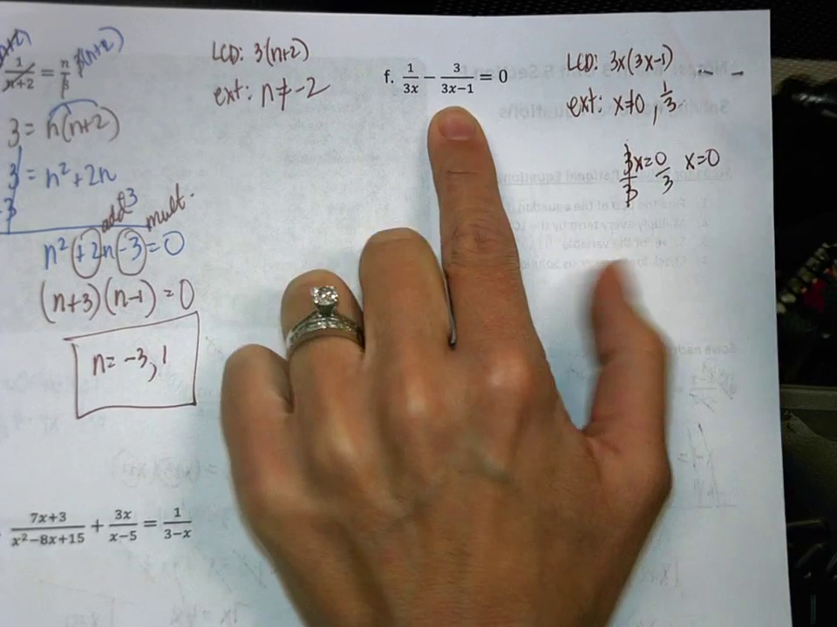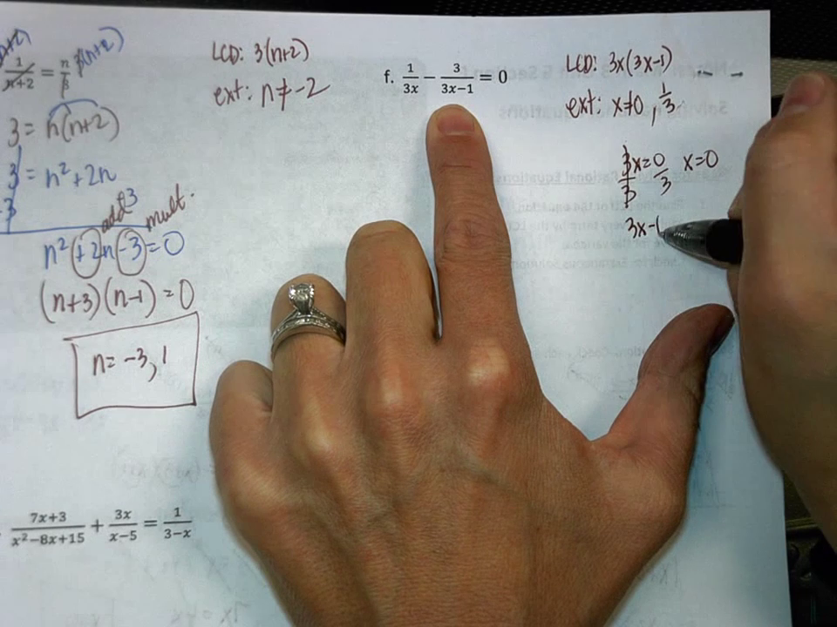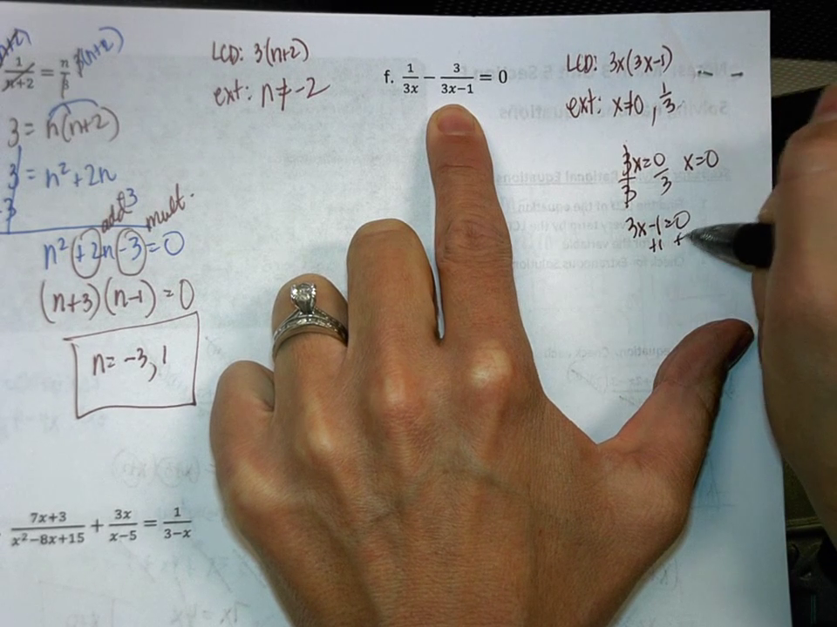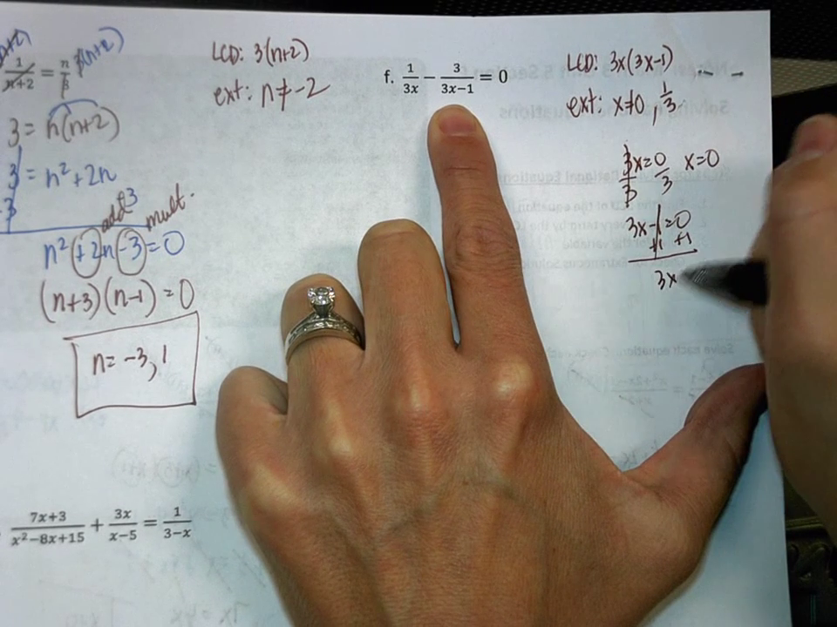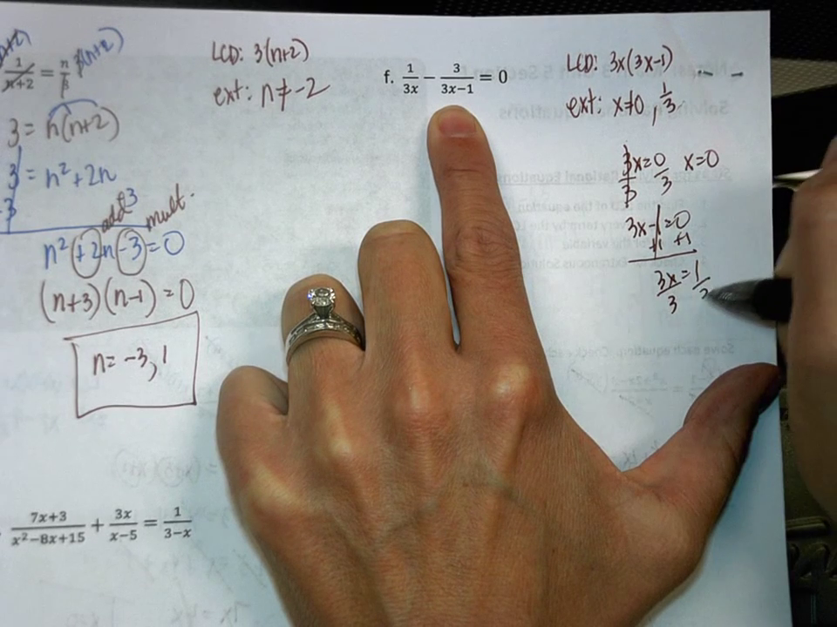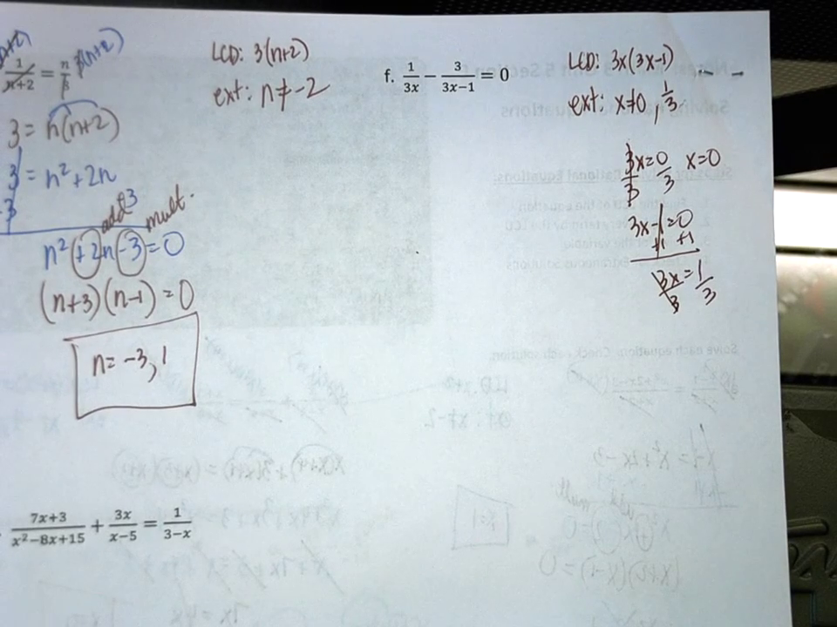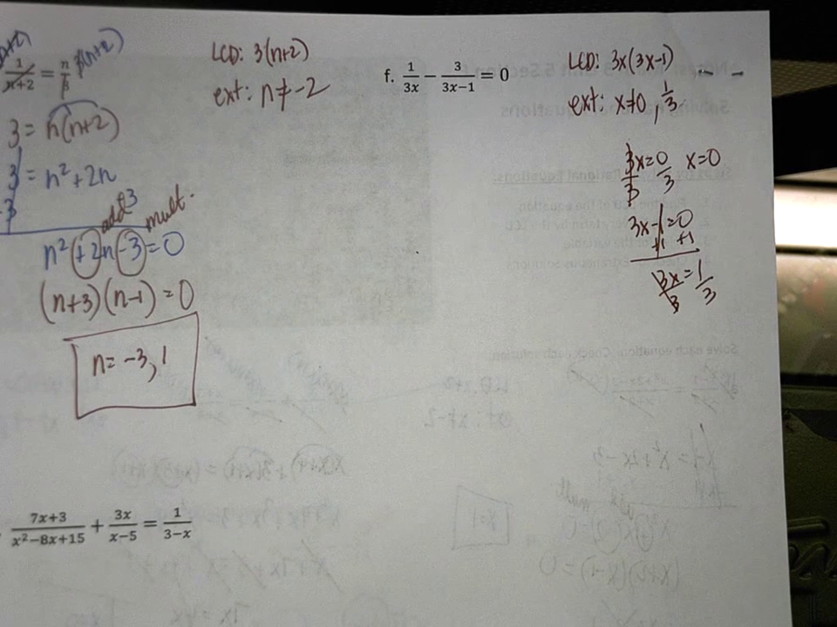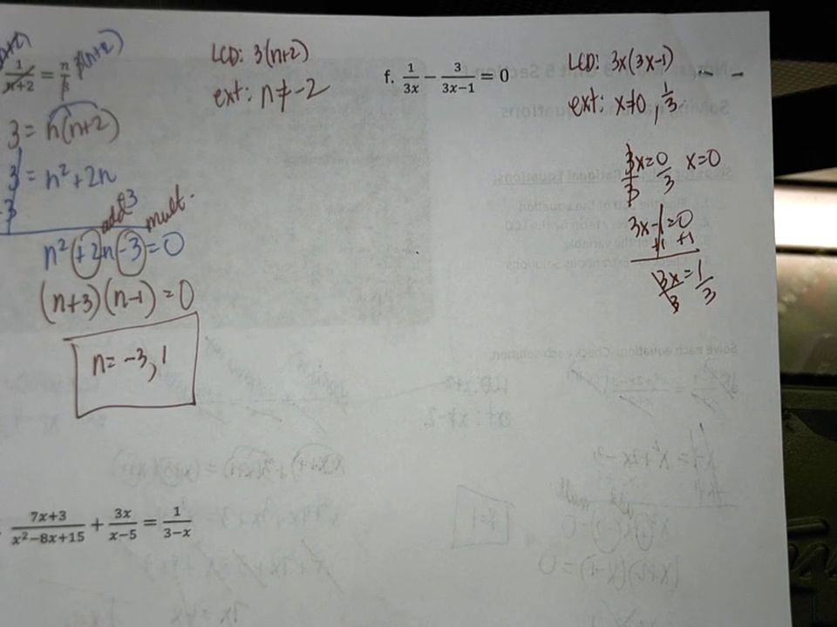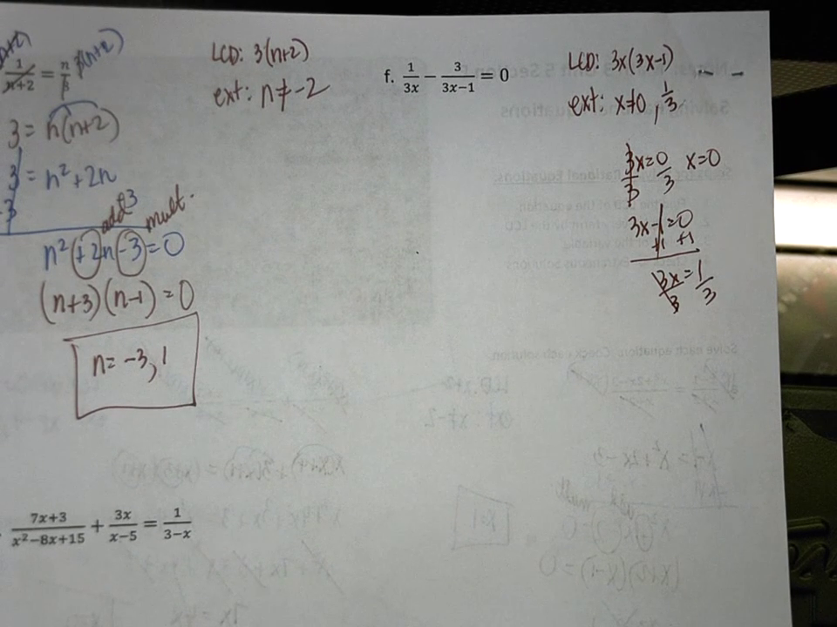This one, 3x minus 1 equals 0. Add 1 to both sides. 3x equals 1, divide by 3, and we get 1/3. So you just put equals 0 on all of them? On each of the denominators. Because if your denominator ended up being 0, it makes it an undefined answer. Okay?